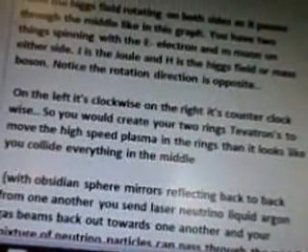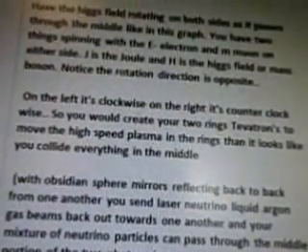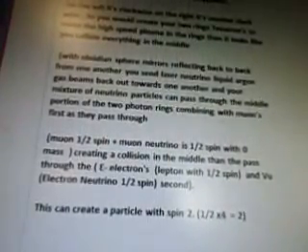Okay, on the left is clockwise, on the right is counterclockwise, so you would create your two rings, Tevatrons, to move the high-speed plasma in the rings. Then it looks like you collide everything in the middle. With obsidian sphere mirrors reflecting back to back from one another, you send laser neutrino liquid argon gas beams back out towards one another, and your mixture of neutrino particles can pass through the middle portion of the two photon rings, combining with muons first as they pass through.